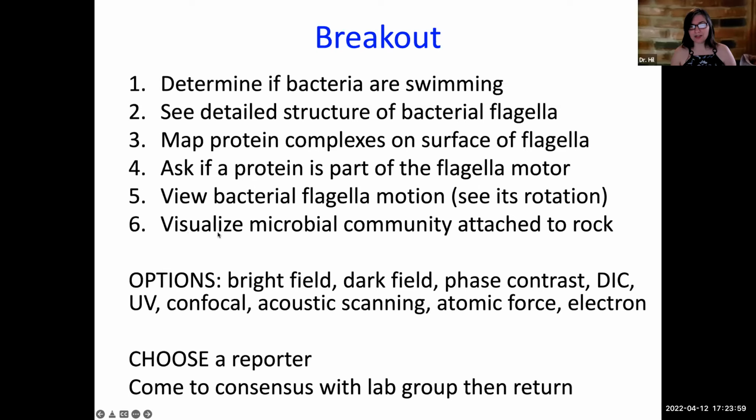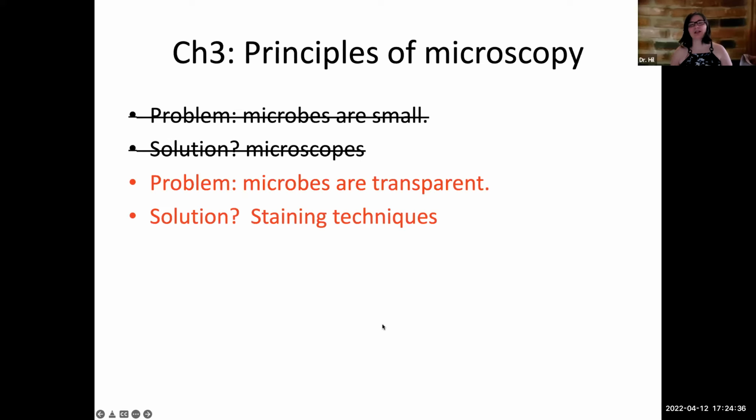Last prompt was number 6, visualize microbial community attached to a rock. So we don't want to disturb it, but we do want to image it. Put into the chat if there's one that seems like a good fit to you. Yeah, I'd agree. Scanning acoustic would be a good option. Remember, scanning acoustic is good for getting three-dimensional images of stuff that's in situ, that is undisturbed in the natural environment.